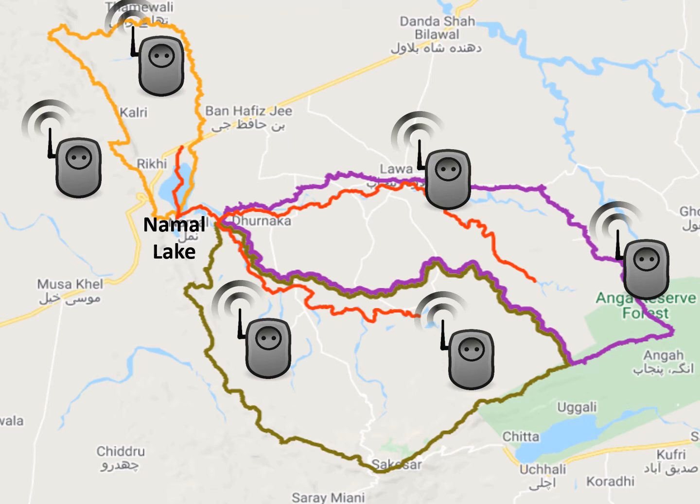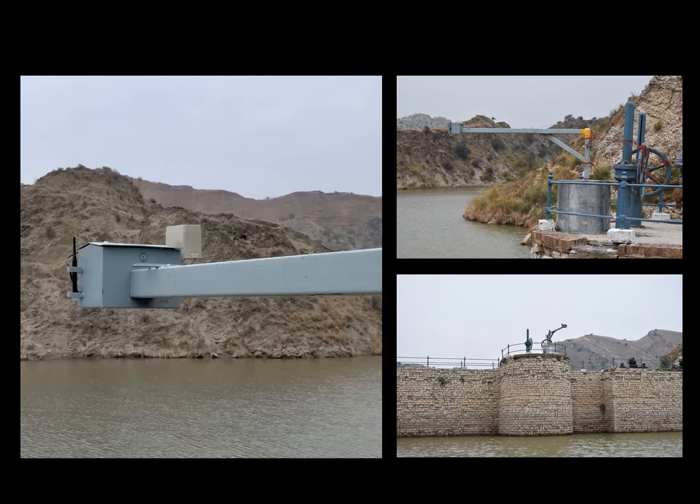Now, this incident is about a sensor that we had placed exactly at the dam of the Namal Lake reservoir. Here you can see pictures of the sensor as it has been installed at the dam. This sensor sends us information about the level of water inside the lake, any rainfall that is occurring, and the temperature and humidity of the ambient atmosphere.